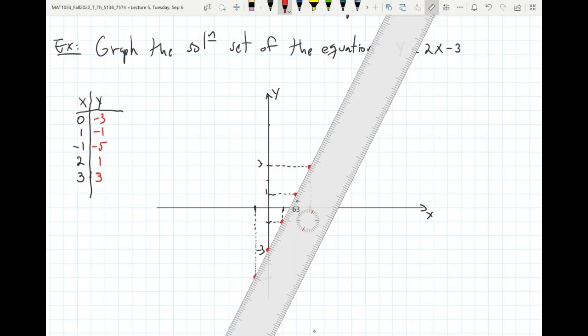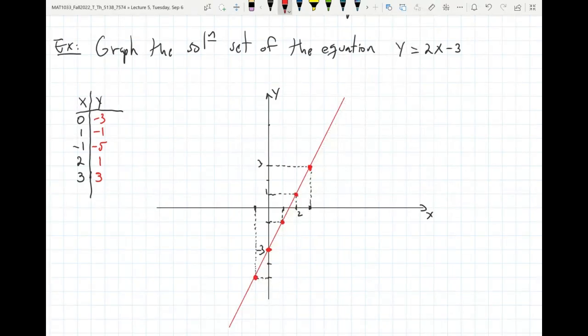So let me first draw the line. Actually, the statement is that indeed, every time you have a linear equation, that's why we call it a linear equation, the graph of that is going to be a line, okay? So every point on this line is a solution, and also any solution that you come up with is going to be on this line.